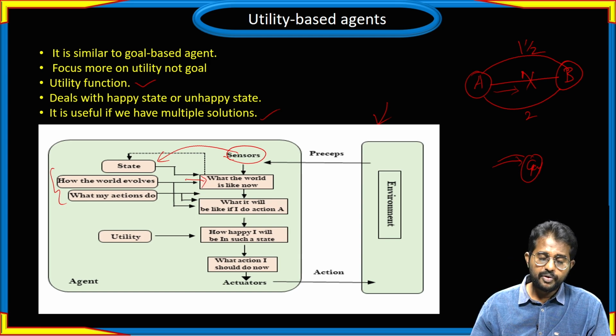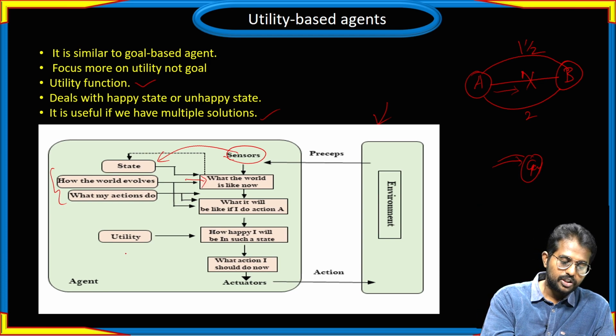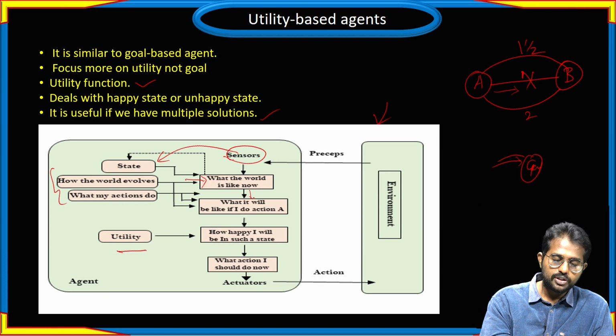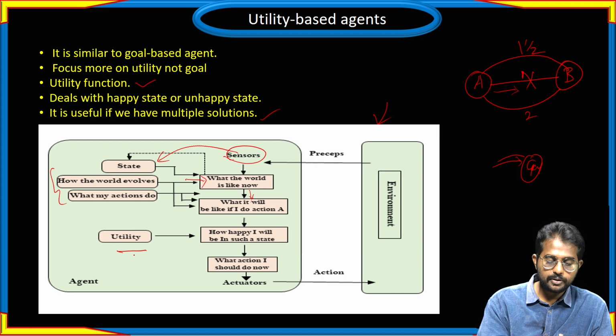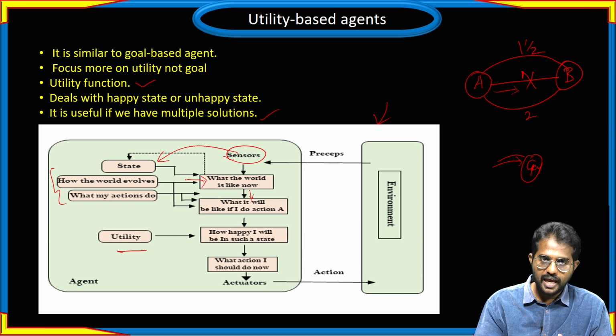Before taking a decision, we have to see what action I have to do. By doing that action, and by using this utility function, we will calculate the happiness: how happy I will be in such a state. If I take this action and move from one state to another state, is the agent happy or not in that state? We will get that result using the utility function.